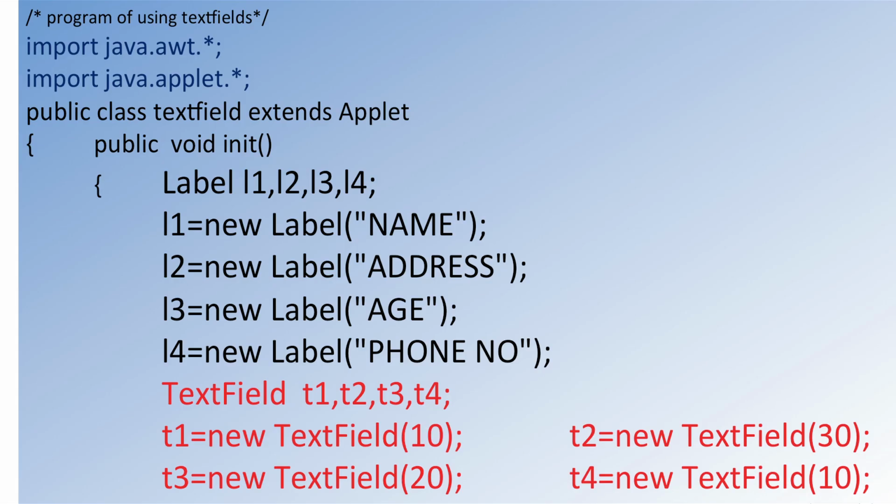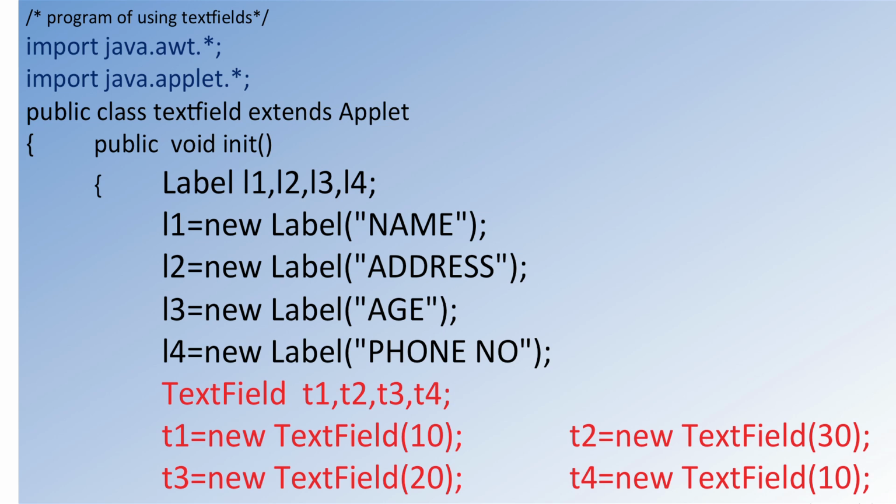Simultaneously we have four text fields also. In front of each label we will have one text field. So T1, T2, T3, T4 are four text fields. T1 equals new TextField, its size is 10, T2 equals new TextField, its size is 30, T3 equals new TextField, its size is 20, and T4 equals new TextField, its size is 10. Basically we have taken T1 for the first field, that is for name, because the L1 label is for name.